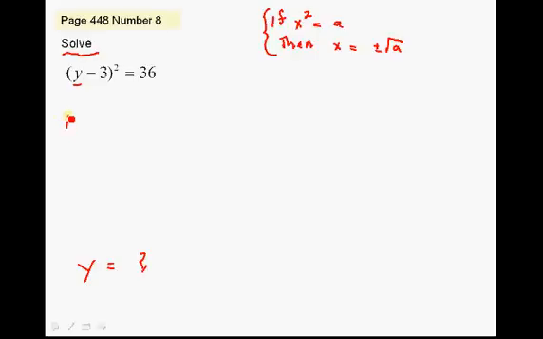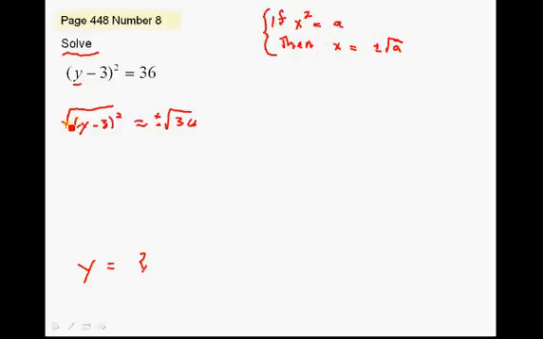And remember, what you do to one side, you do to the other. So we'll take the square root of y minus 3 quantity squared. What you do to one side, you do to the other side, and the square root of 36. Now, remember, it's got to be plus or minus the square root of 36. This is where we're applying this property right here.